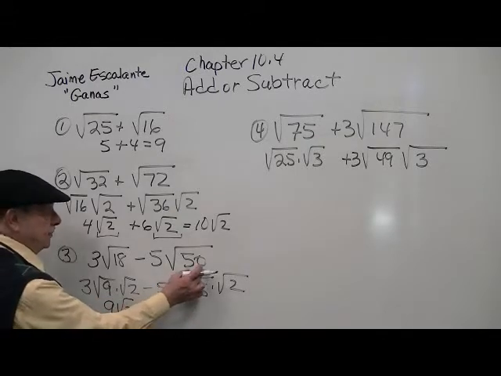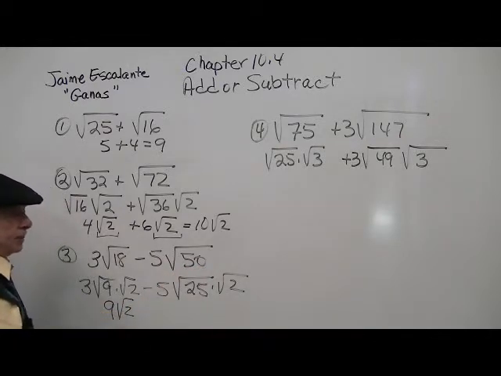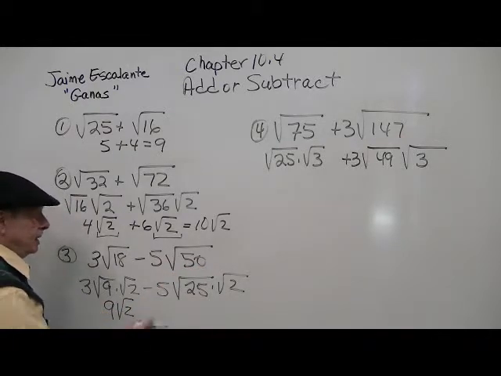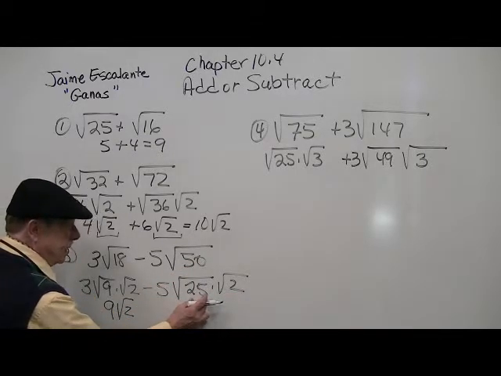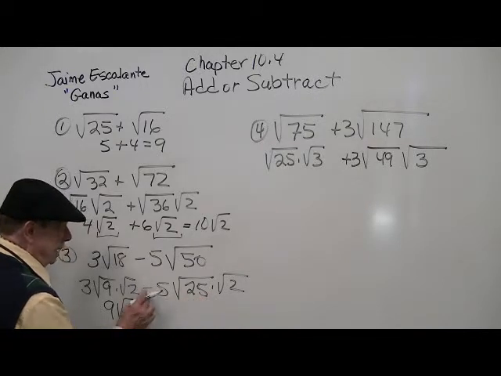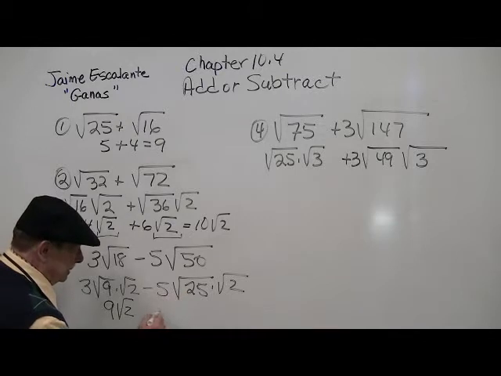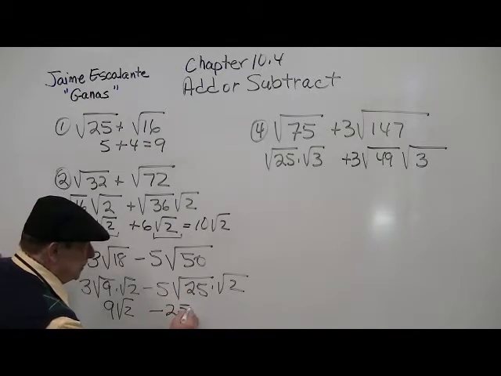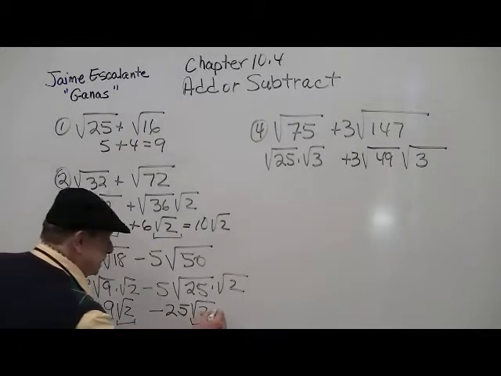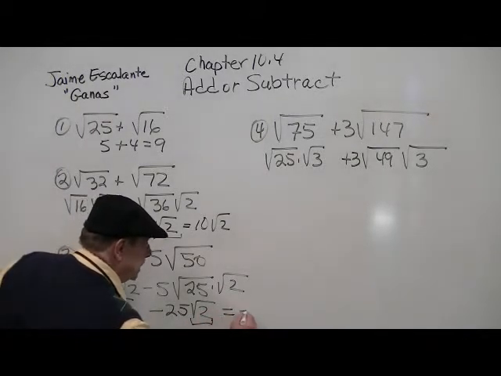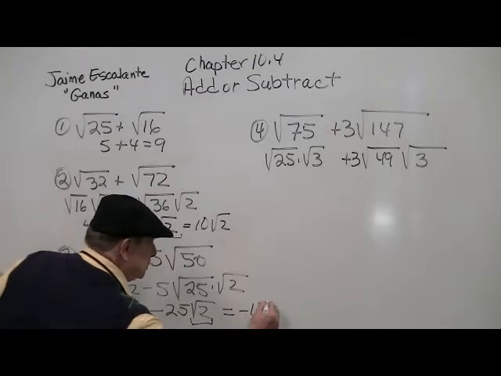And then here we have 50. Well, is there a perfect square factor of 50? Yes, 25 times 2. The square root of 25 is 5. A negative 5 times 5 is a negative 25, the square root of 2. Now we have like terms. So a negative 25 and a positive 9 gives us a negative 16, the square root of 2.